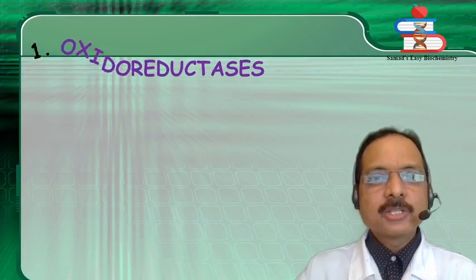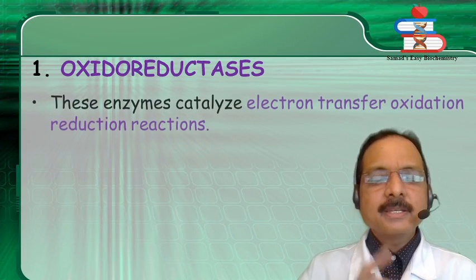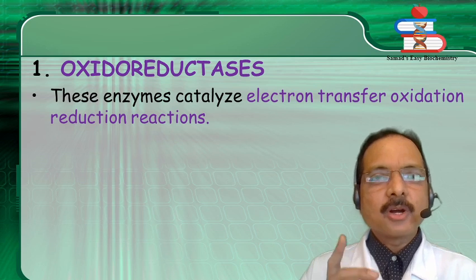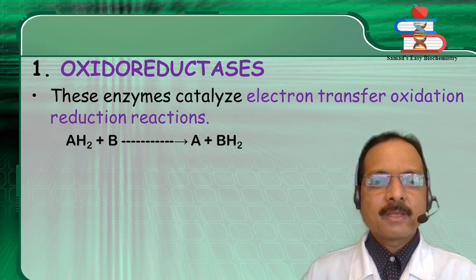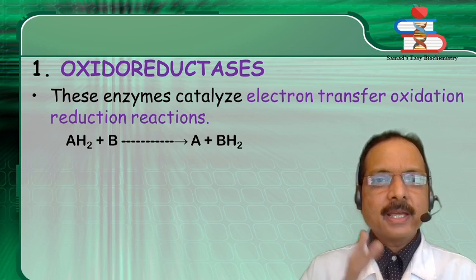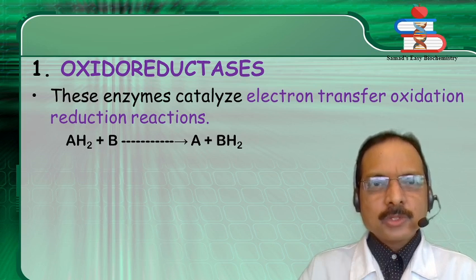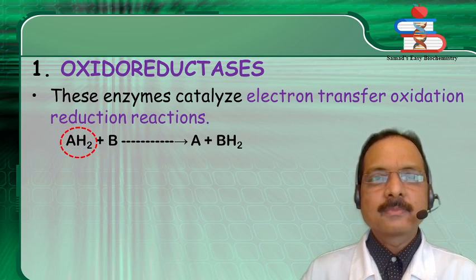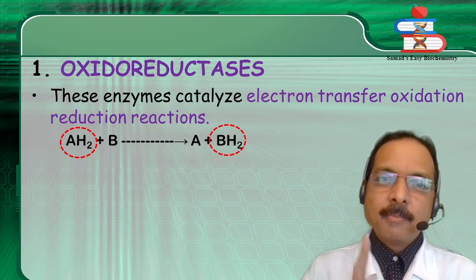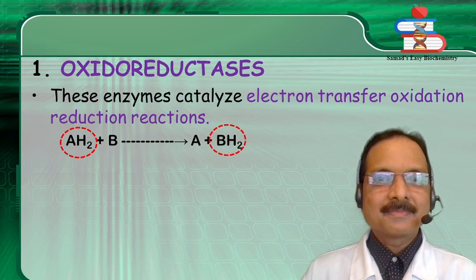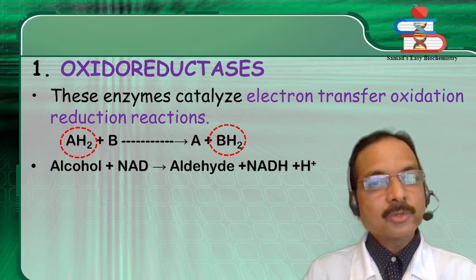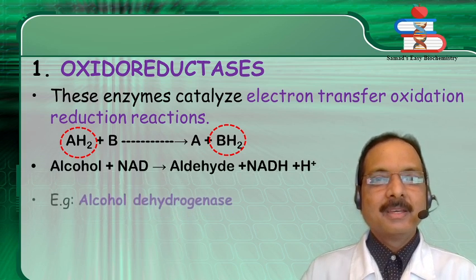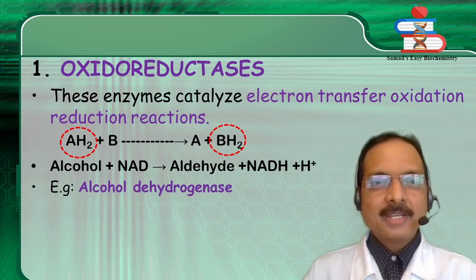First, oxidoreductases. These enzymes catalyze electron transfer, oxidation-reduction reactions or redox reactions. In this example, there are two substrates A and B. A loses its reducing equivalents and B accepts those reducing equivalents. A undergoes oxidation and B undergoes reduction. Example, alcohol is oxidized to aldehyde and NAD undergoes reduction. Example of enzyme, alcohol dehydrogenases.